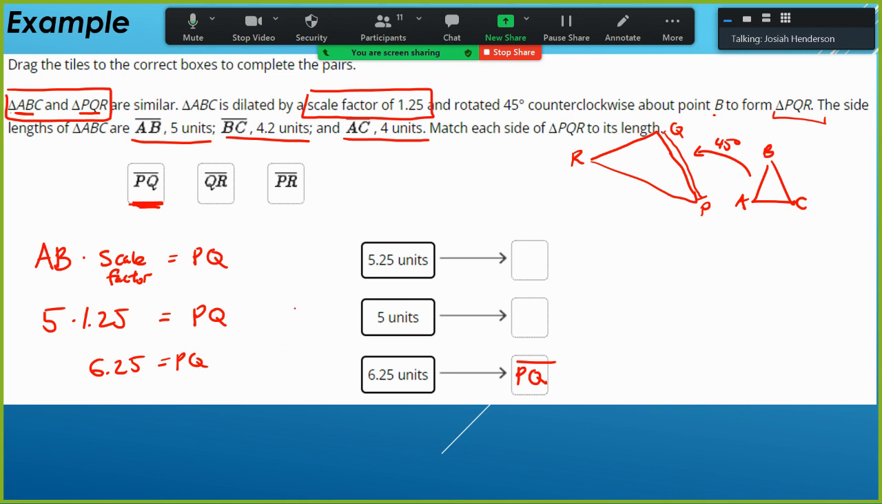So sometimes they give us more information than we need, like they did here. So some of the overly confusing stuff, depending on what they ask for, we can shed it. We can cut it loose. We don't even need to know about this rotation of 45 clockwise. All we needed to know is the sides of the original, and they told us scale factor, and that helped us find the sides of the ending figure.